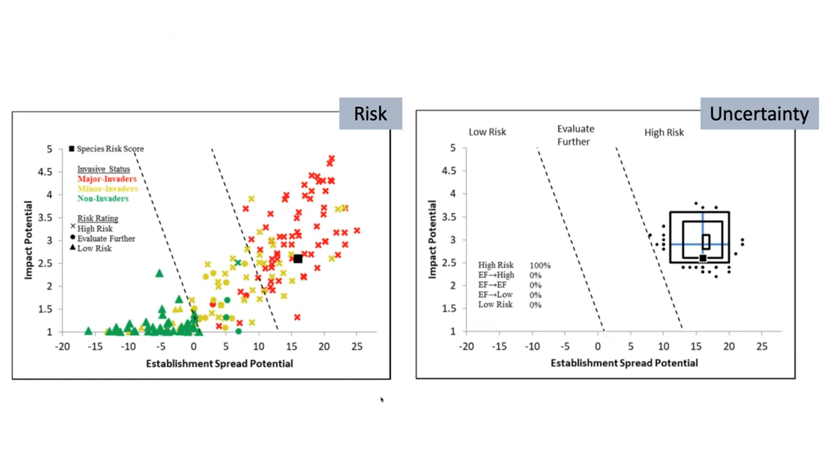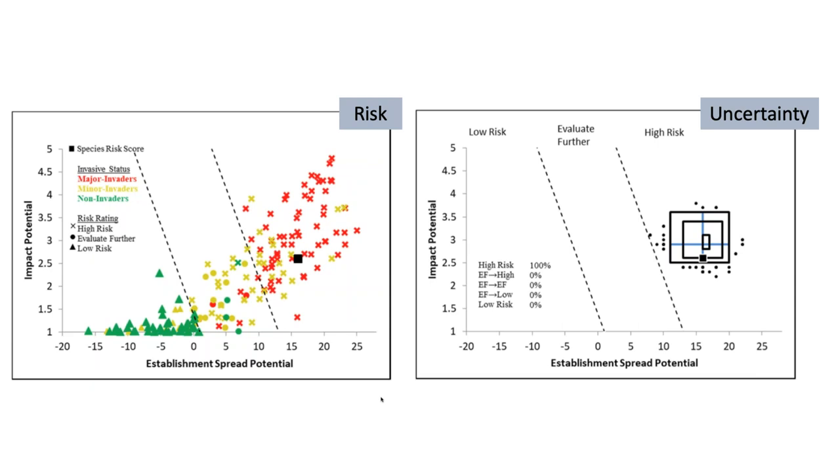And so here you can see, and forgive me, I took these screenshots a while ago. I can't remember which species this is, but you can see the red, yellow, and green tested species, those major, minor, and non-invaders. And the black square is where the score falls out for the species that was evaluated. And you can see the establishment and spread potential score and the impact potential score. Basically, the spreadsheet that you use for this tool will complete a logistic regression to place your point into this framework.